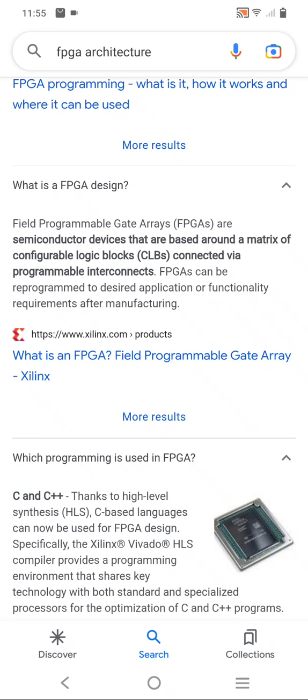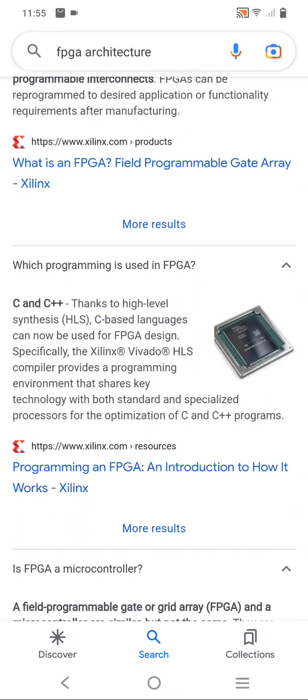You can use a field programmable thing to do processor architecture, but the kind of writing they use is a higher level language, like C++, and for FPGA design specifically, that's the Xilinx Vivado HLS compiler, which provides a programming environment shared by technologies, both standard and specific.